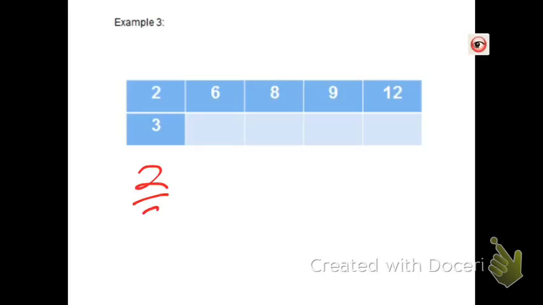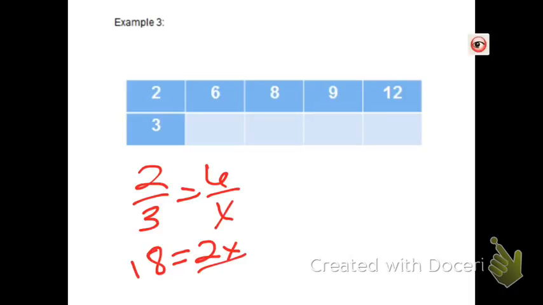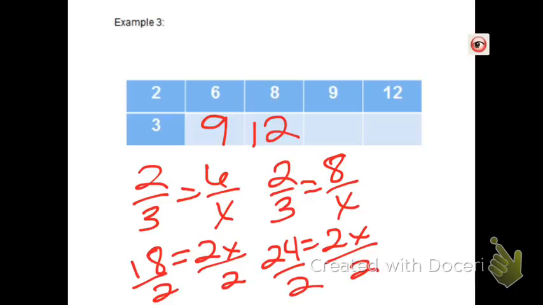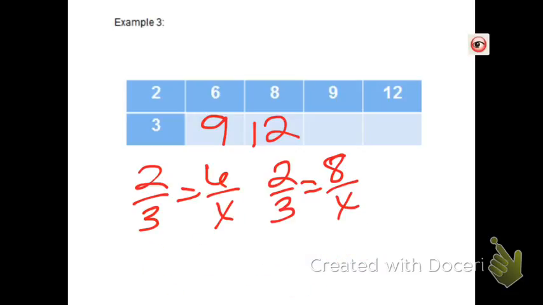Our next ratio table. 2/3 equals 6 over something. So it's 2x equals 18. Divide by 2 on each side, we get what? 9. Okay? Then 2/3 equals 8 over x. 2x equals 8 times 3 is 24. Divide by 2 on each side and we get 12. Finish the last two.